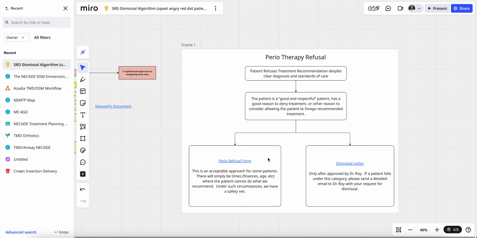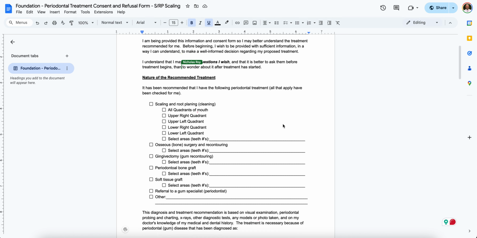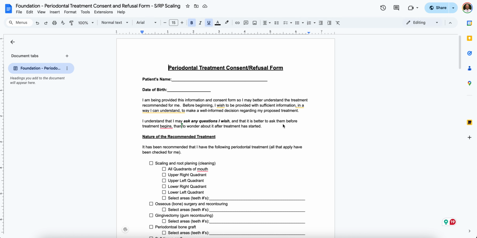But if the patient falls into this category, they just don't have the finances, or they're at a certain age, we have the Perio refusal form. So you click here, and we have this form which we're hopefully all familiar with. If not, please become familiar with it. Keep in mind that this is a consent and refusal form. 98% of the time, it's a consent form. The other 2% of the time, it's a refusal to treat form.